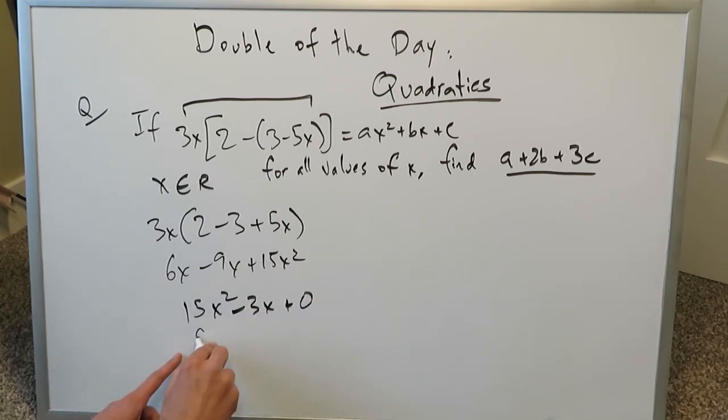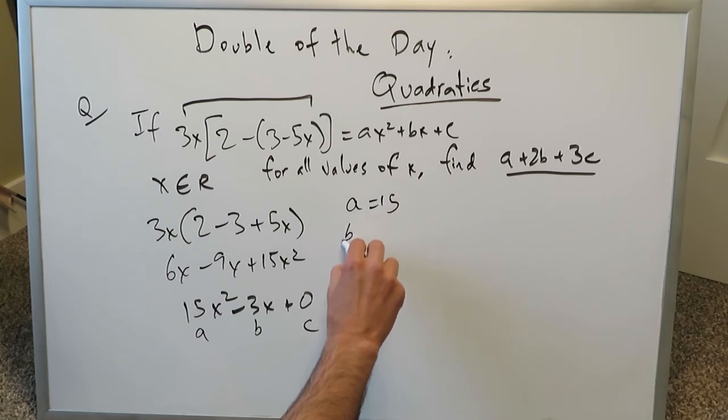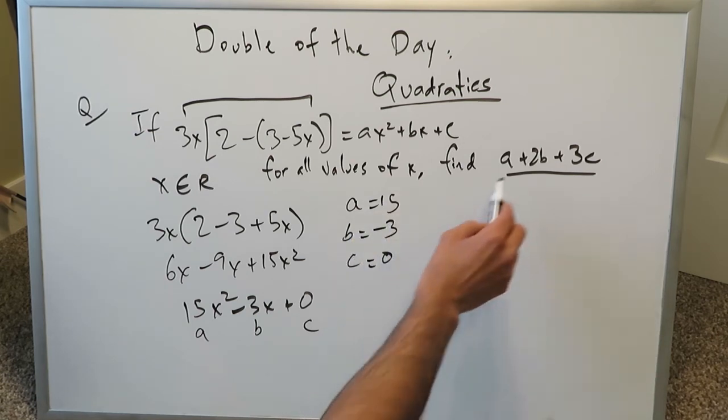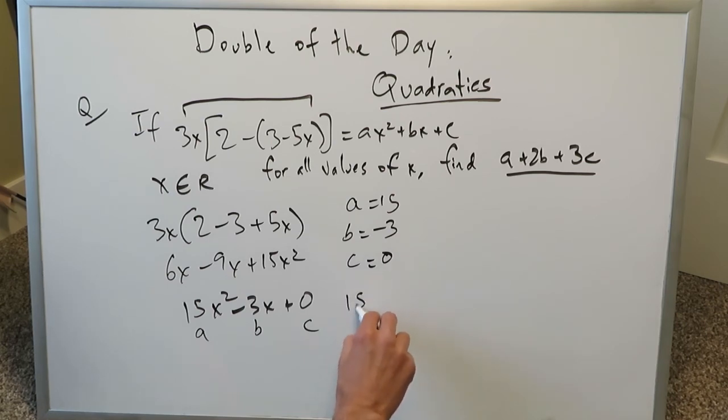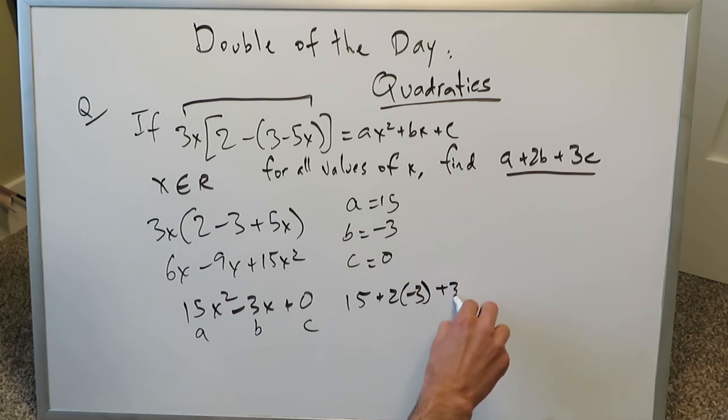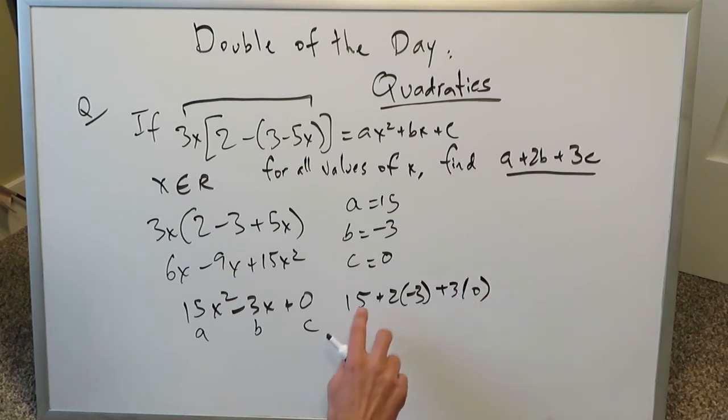You have your a component here, ax squared. Here you have your b component, and here you have your c component. A is equal to 15, b is equal to minus 3, and c is equal to 0. Plug them right here. A will be 15 plus 2 times b, which is minus 3, plus 3 times 0. Solve it out. You'll have 15 minus 6, and your answer will be 9.